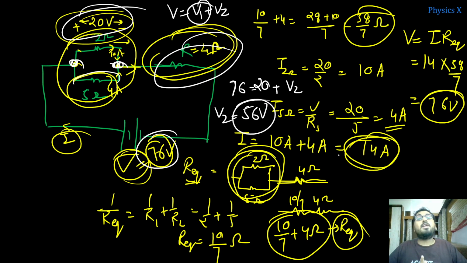So that is how you can calculate each and everything. That is how the questions can be asked on this particular topic. Right. So he can ask you the value of resistance, the value of voltage, or the value of current. So this is how you can solve these questions. So this is about the series and parallel combination.